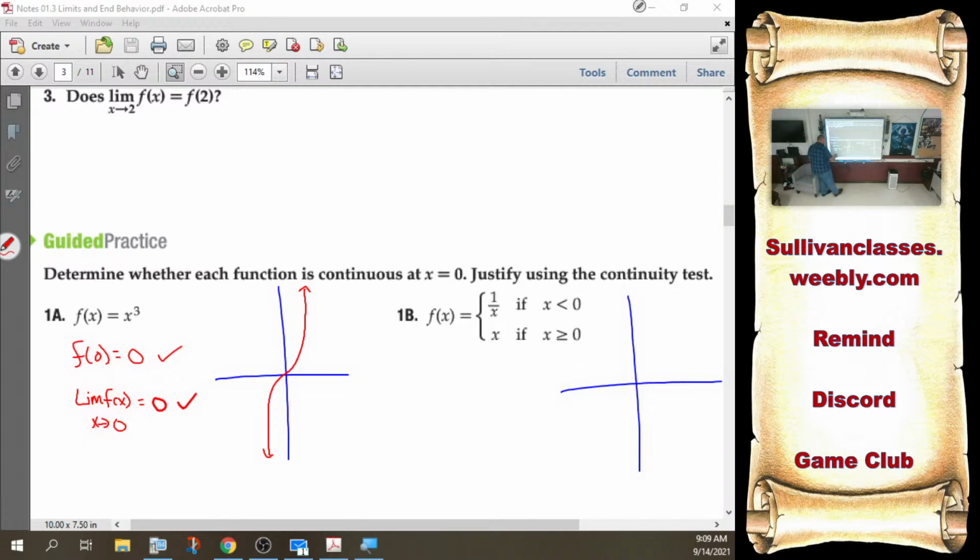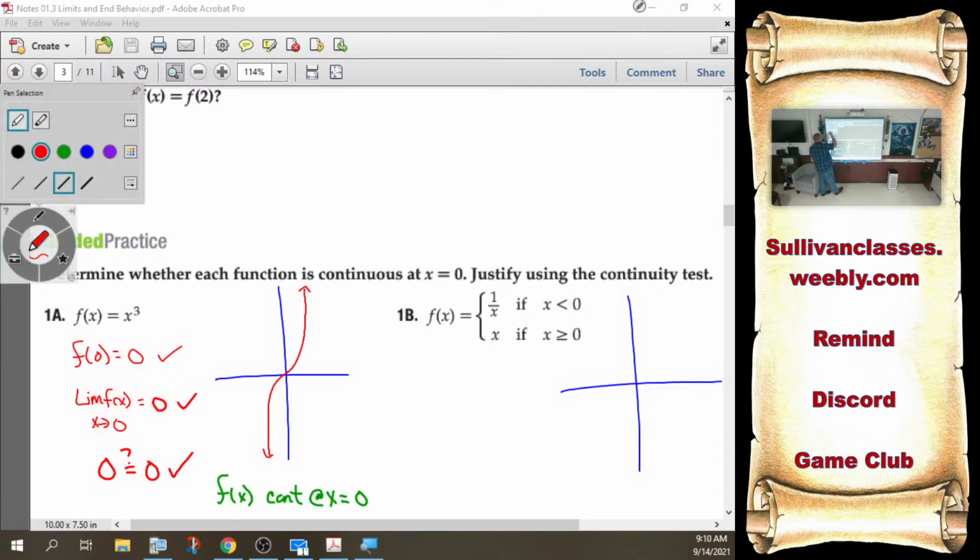Third part of the test, does the function value equal the limit? And sure enough, it does. Don't just do that and quit. Say the word, say the answer. I would say f of x is continuous at x equals 0. Okay.